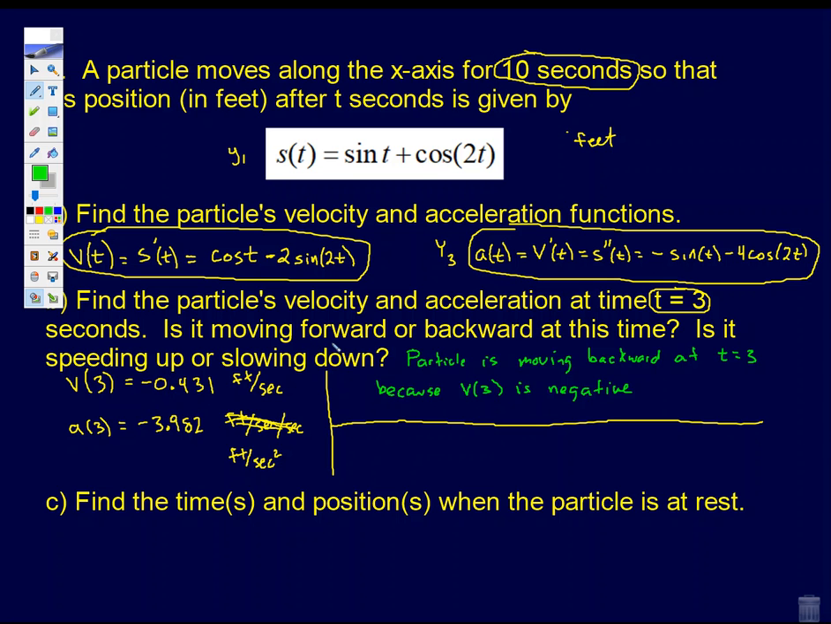So because I was already moving to the left here with a negative velocity, and the acceleration is going to cause my velocity to become more negative, that technically means I'm gaining speed. I'm speeding up. Okay, so my correct explanation for this part is the particle is speeding up when t equals 3 because the acceleration at 3 and the velocity at 3 are both in the same direction.